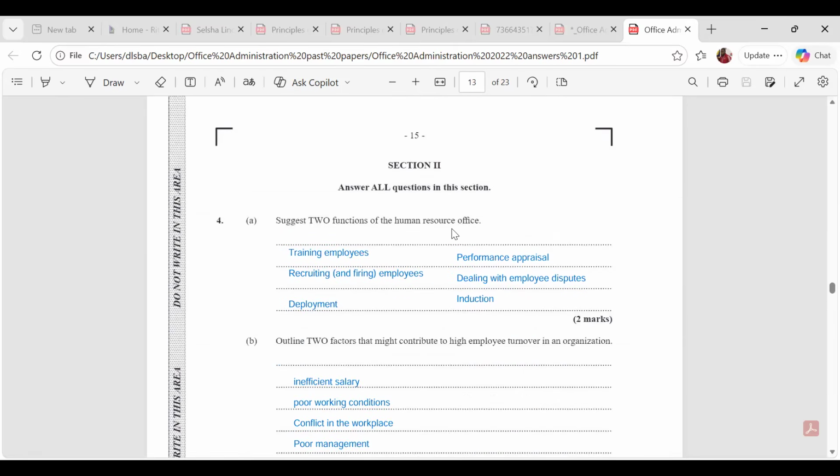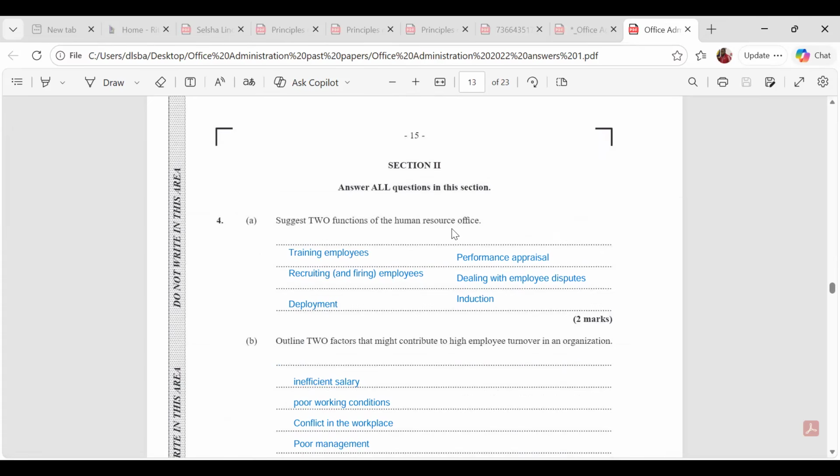Section B now, section 2 now, number 4, 5, and 6. We'll be looking at the different departments. So number 4, they're asking about the human resource department first. So just two functions of the human resource department. We know the human resource department relates to the employees. So any function that relates to employees, right?